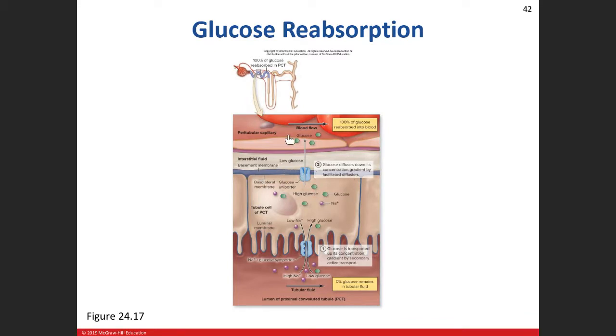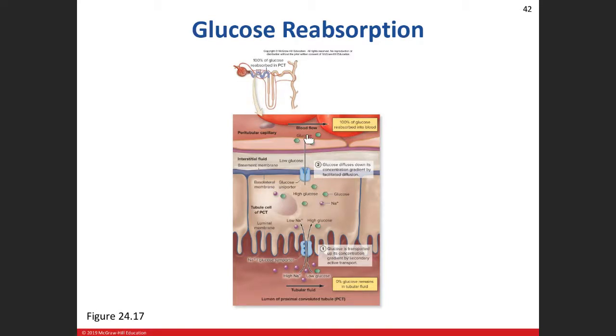On the other side of that is our blood vessel. So the peritubular capillaries will be sitting over here. We have a high concentration of glucose here, and a low concentration of glucose here in the interstitial fluid. Well, it's easy. Now glucose is going to move through this carrier protein, this glucose uniporter. Uni meaning one: one thing is going to be moved through, and glucose goes from an area of high concentration to low concentration. It moves right across and goes right back into the blood.